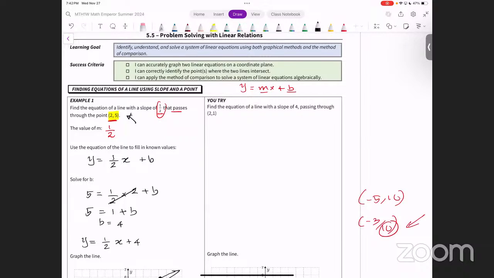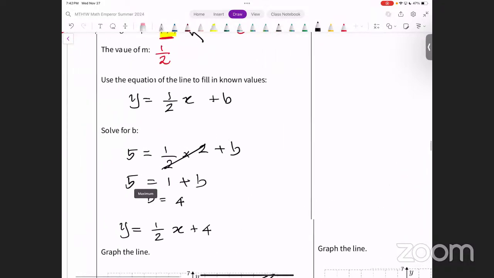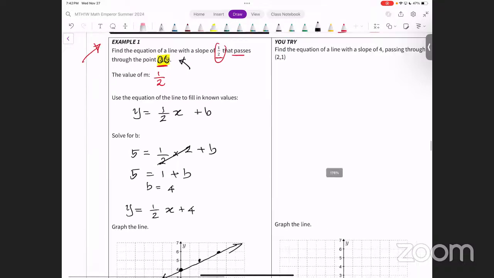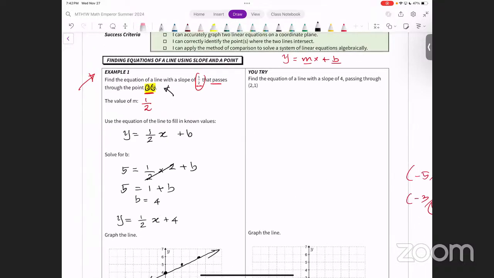How would you get 5 for the b value? The b value is not 5, the b value is 4, sir. The 2 comma 5 is a point on the graph. So that means when x is 2, y is 5.